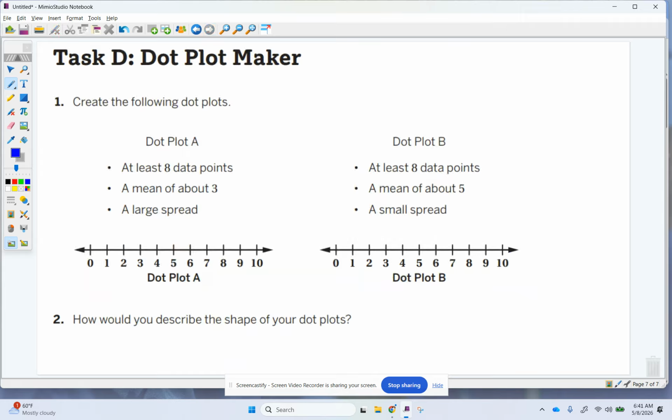And then it gets to where you need to create your own dot plot. Now, kind of a cheat. If they wanted the mean of 3, I know the mean needs to be here. I'm going to center that, but at least 8 data points, and with a large spread. So I could put a dot at 2, a dot at 4. Those are going to average to be 3. I could put a dot at 1 and a dot at 5. Those average to be 3. I could put a dot at 0 and a dot at 6, and those average to be 3. So I've got 6. I need 2 more. Again, I want a large spread, so I'm going to put these at 0 and 6 again. And so now I have 8 dots, and it averages to be 3.